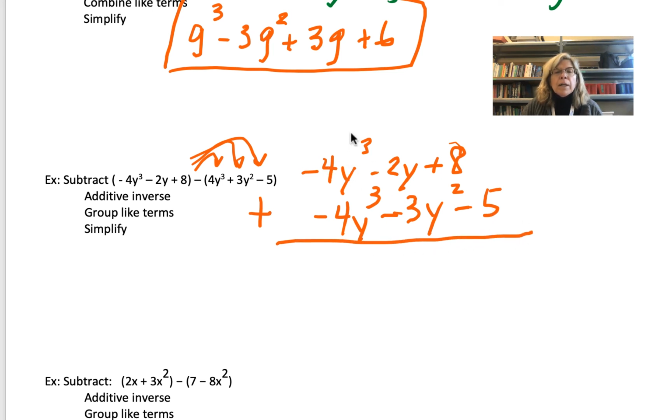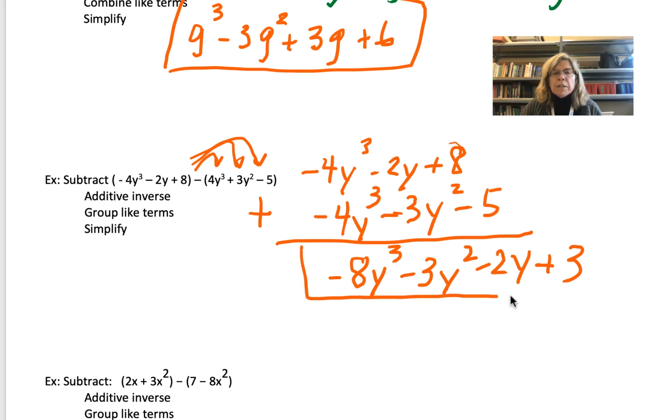So 4y cubed plus minus 4y cubed is minus 8y cubed. Negative 2y. Oh wait, but we have first this negative 3y squared. So I'm going to do minus 3y squared. And then I'll do minus 2y. And then plus 8 minus 5 is plus 3. So now I've grouped the like terms and I've simplified, and this is what I come up with.